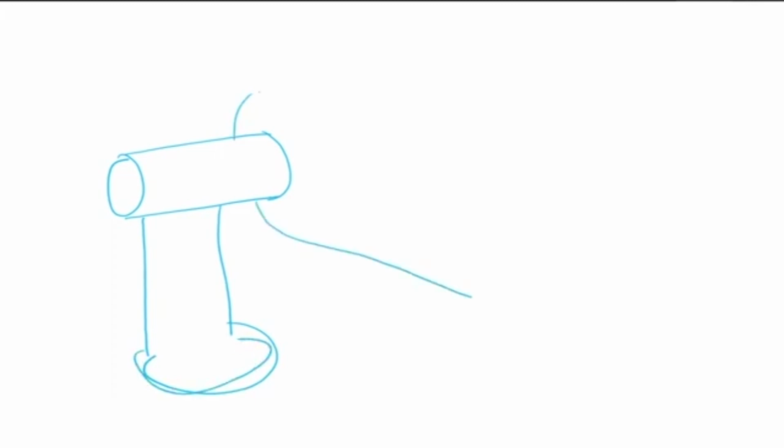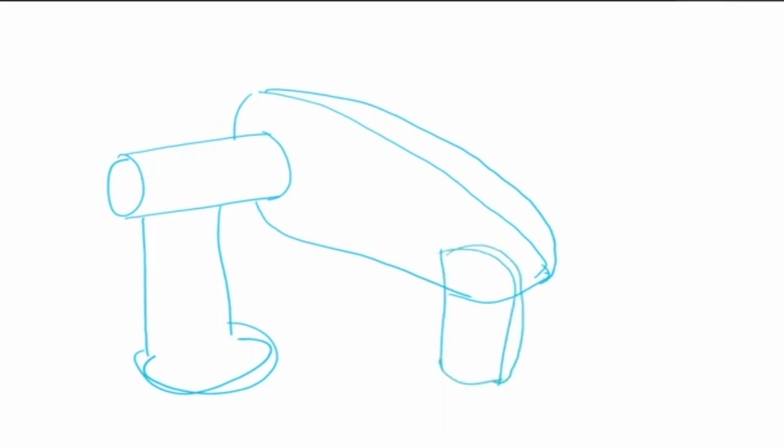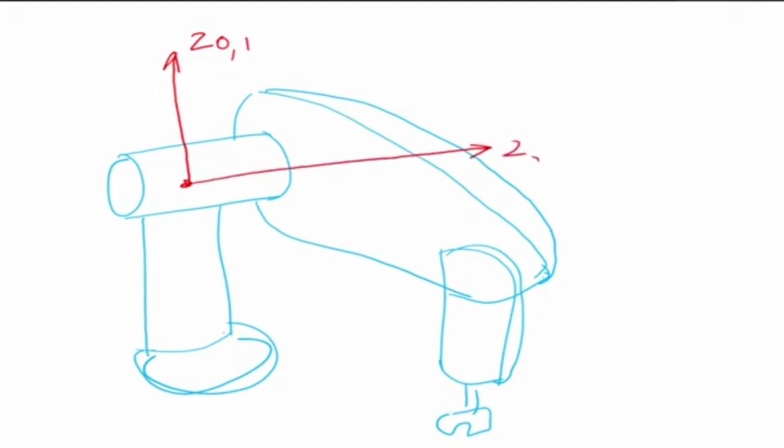So this is my Puma robot, and this is the other axis. Now the first axis is here. That's my first axis. Let me change the color. So Z0 and Z1 is the rotation axis. The second axis is here, so this is my Z2. Z3 is here. Now Z4 is this one. Z5 is that side, and Z6 is also here.